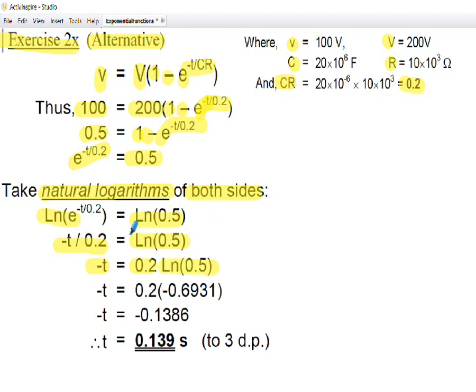On the next line, I've worked out the ln of 0.5, which is minus 0.6931. And on the next line, I've multiplied that by 0.2 to get minus 0.1386. Notice I've got a negative on both sides of the equation, so they cancel. So therefore, t is equal to 0.139 seconds to 3 decimal places.